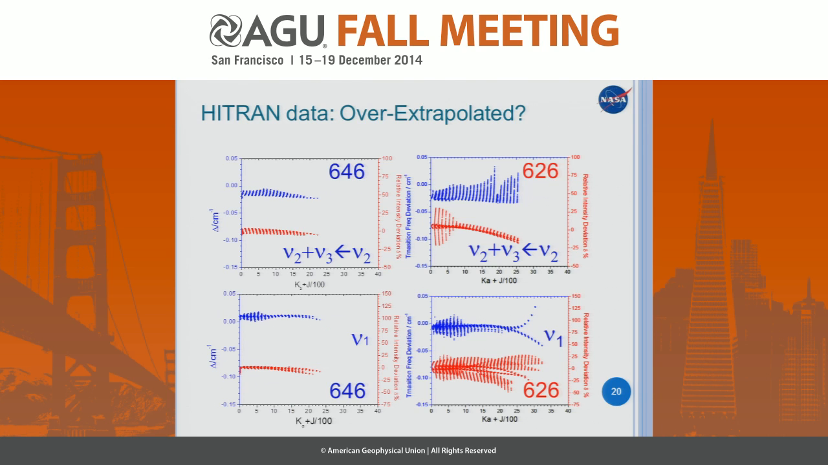I will ignore this one. This is another example to show the possible over-extrapolation for the main isotopologue.